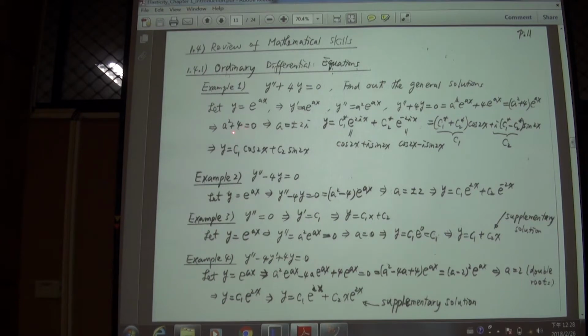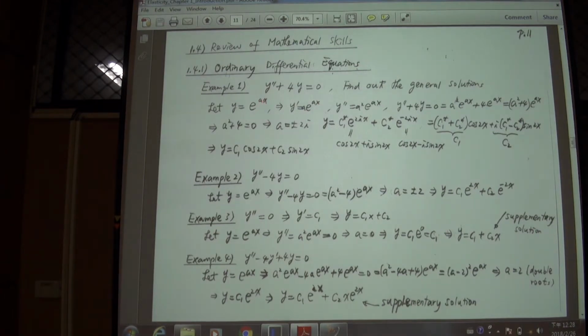Then we move 4 to the right-hand side of the equation and take the square root. We get a equal to plus or minus 2i, where i is the imaginary number. So in this way, we get a equal to plus and minus 2i, and then we put it back to the form y equals e^(ax). Now a here is plus 2i or minus 2i.